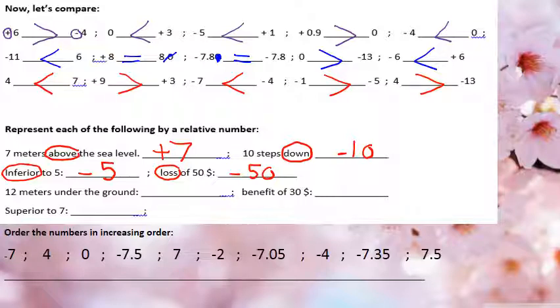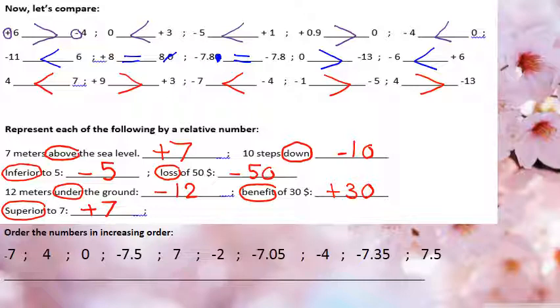12 meters under the ground. Under means below 0, so this is minus 12. Benefit of $30. Benefit means we gain, so this is plus 30. Superior to 7. Superior means above 7, so this is plus 7.